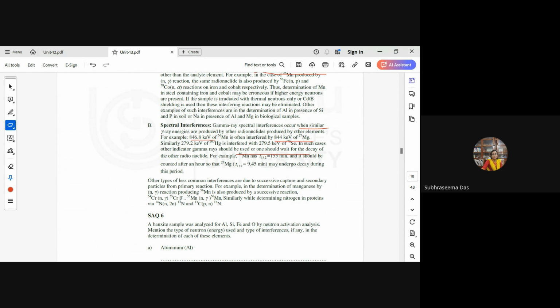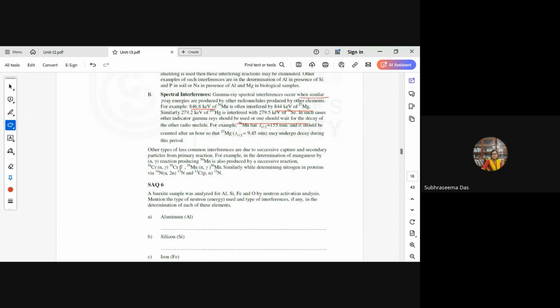Other less common interferences are due to successive capture and secondary particles that arise from the primary reaction. For example, in the reaction of manganese by the (n,gamma) reaction that produces 56Mn, it is also produced by a successive reaction of these. Similarly, when determining nitrogen in different species, these types of spectral interferences also occur.